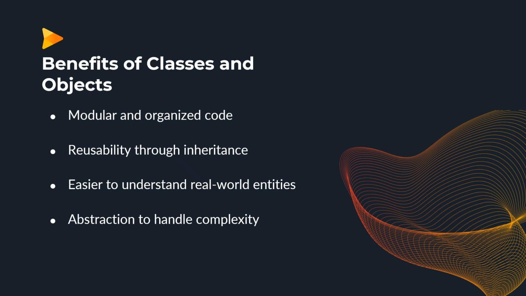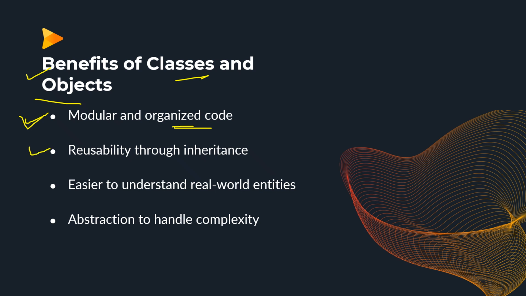Now we have to cover the benefits of classes and objects. What are the benefits of classes and objects? We have already seen all these things in our previous video. These are the benefits of OOPs. Again I am telling the benefits of classes and objects. They provide modularity and organized code. We can organize our code well by using classes and objects.